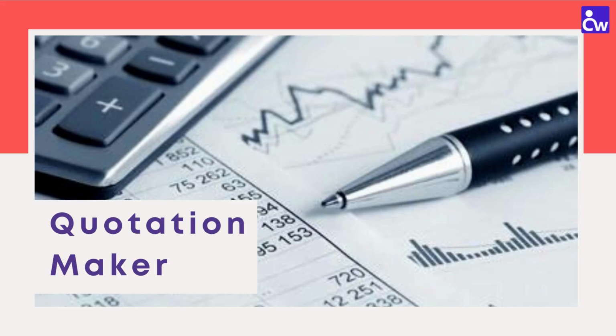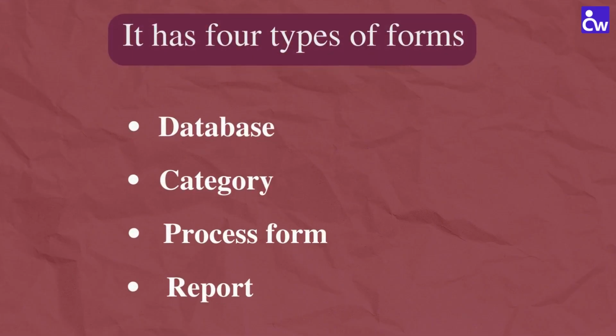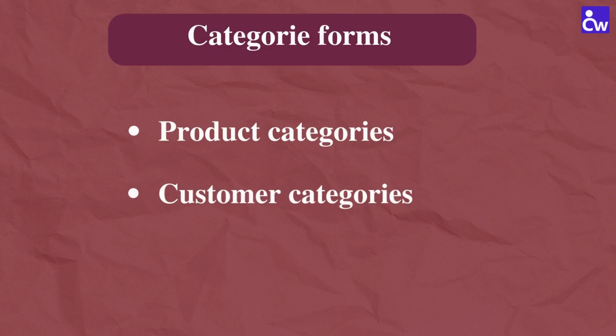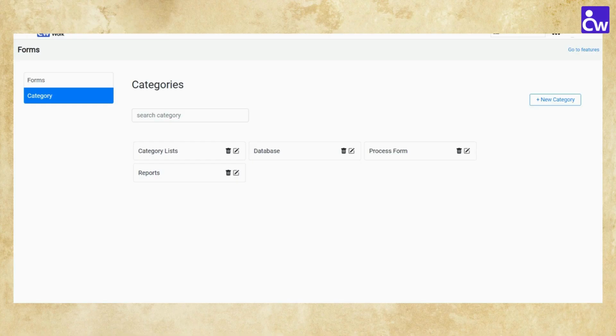Our Quotation Maker module, which is a reference for observation or further customization and is readily available on our website, has the following features. It has 4 types of forms: database, category, process form, and report. It has product databases and customer databases, and there are 2 categories, namely product categories and customer category. A user can have the option to create his own category and edit and delete those categories. Also, these forms linked with these 2 databases have provision to create or edit categories from these forms, which are called models.